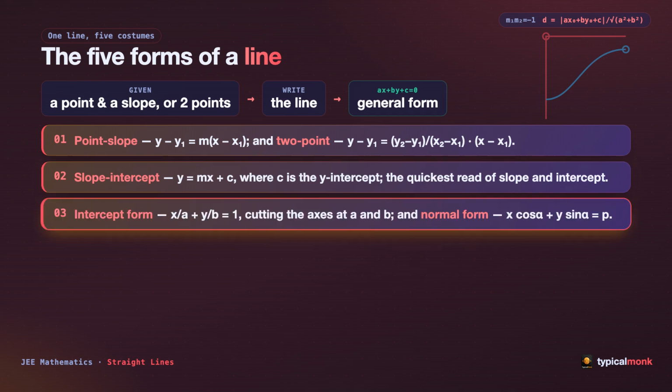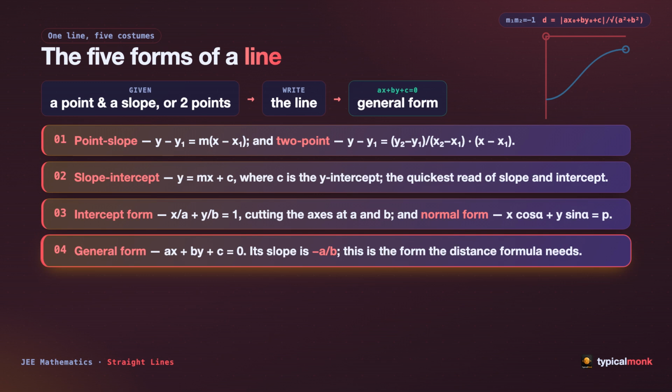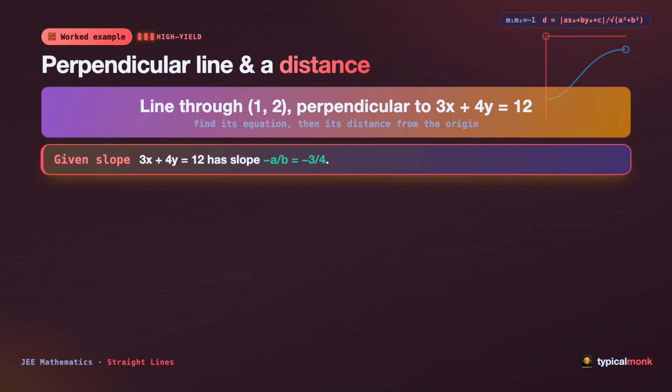Intercept form, x over a plus y over b equals 1, cutting the axes at a and b. And normal form, x cos alpha plus y sin alpha equals p, built from the perpendicular from the origin. And the general form, a x + b y + c equals 0. Its slope is minus a over b. Remember this one? It is the form the distance formula demands. Let us work one all the way through.